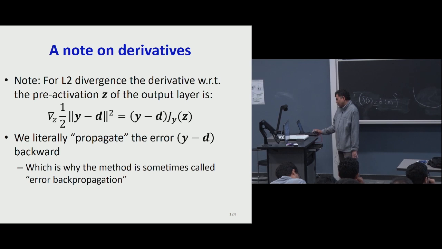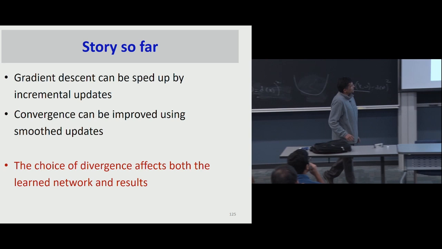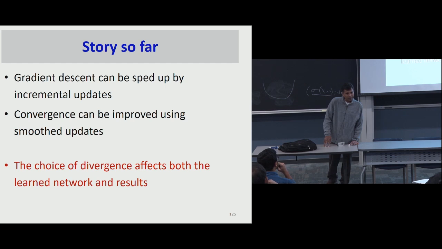And so to close the story so far, the choice of divergence both affects your ability to learn the network and the results that you will obtain from it. And in our particular problems, if you're trying to train a classifier, KL is probably going to behave better than L2.